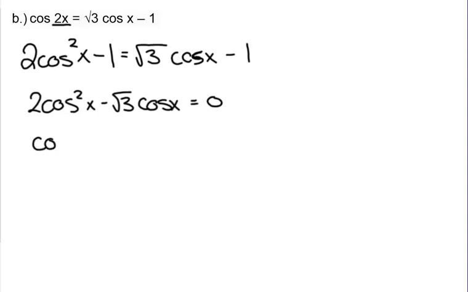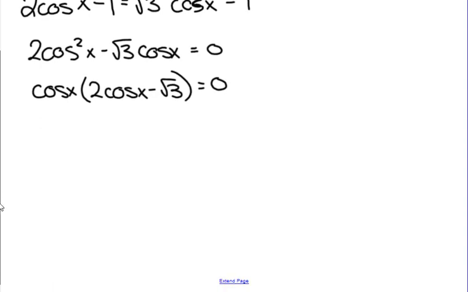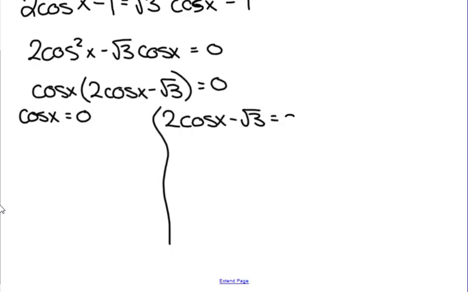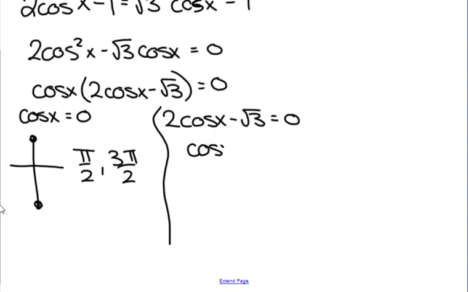If we take out a cos of x, we're left with 2 cos of x subtract root of 3 is equal to 0. Set each of our pieces equal to 0. So cos of x is equal to 0, and 2 cos x subtract root of 3 is equal to 0. Where cos of x is 0, cos is our x-coordinate. Our x-coordinate is 0 at pi over 2 and 3 pi over 2. Here, if we add root of 3 and then divide by 2, we get cos of x is equal to root of 3 over 2.